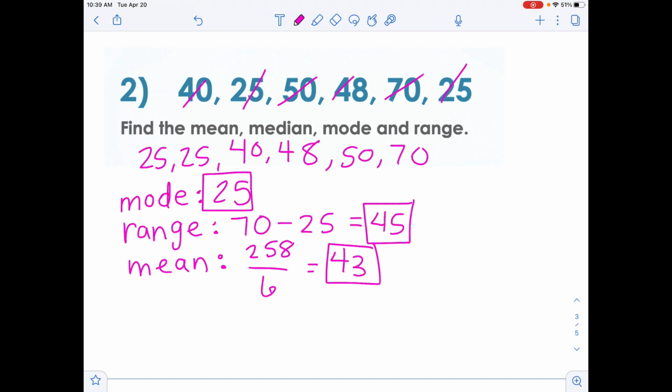The median is that middle value of the data. So to find the median, I'm just going to cross off from both sides. Excuse me. And my median is between 40 and 48. I'm going to add those two together, 40 plus 48, divide by 2, and I get 44 for my median.